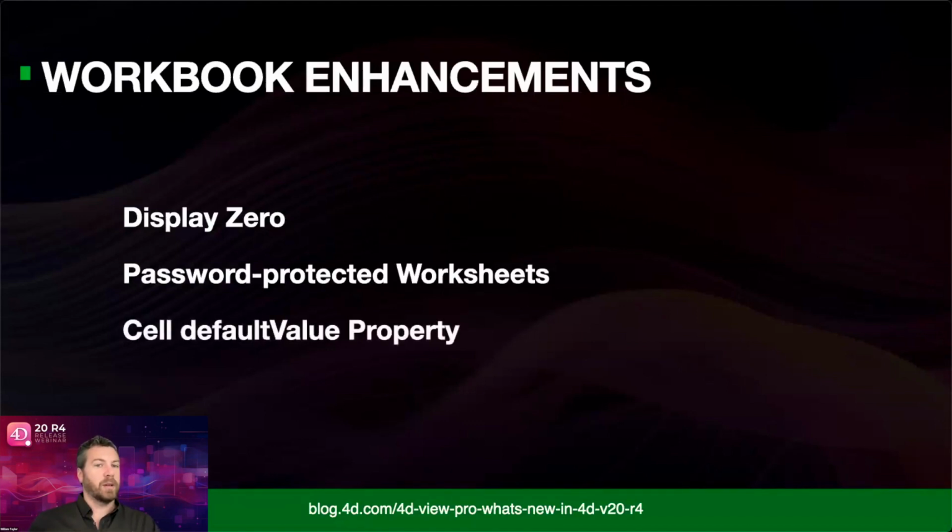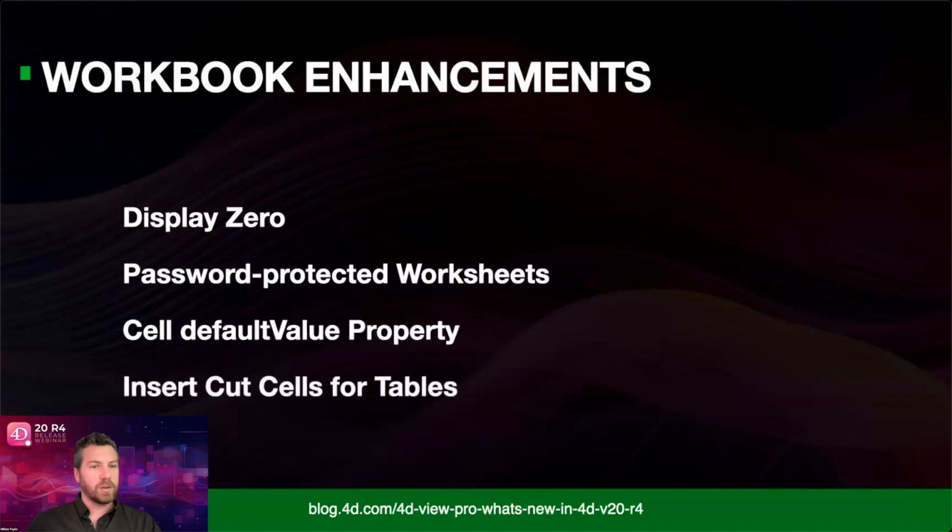Now we've added the property to allow you to set a cell's default value as well. You can set any value or formula as the default value of the cell. And you can now insert, copy, or cut cells outside of a table range. Oh, so inserting, copying, or cutting cells outside of a table range is already supported. And in 20R4, you can now copy and cut cells to be inserted into tables. So as you can see, from version to version, the SpreadJS team continues to find small but impactful ways to make 4D View Pro even better and more user-friendly.